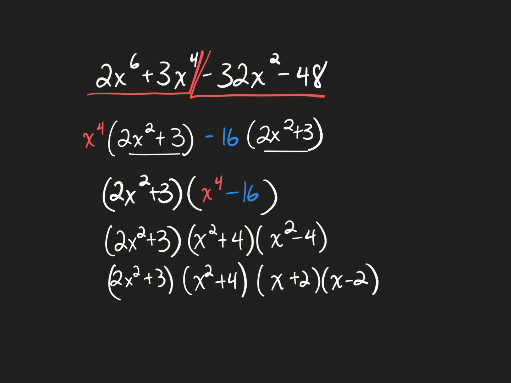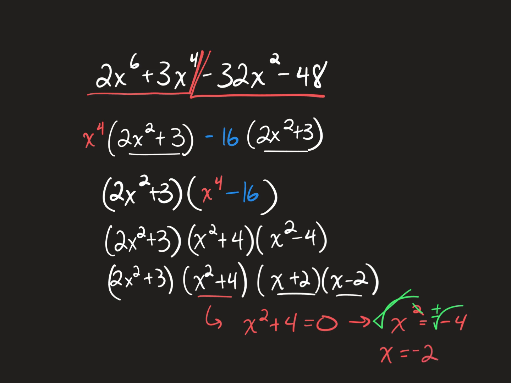And from here, you can set each of these factors equal to 0, but for this one, it is quadratic, so you'll have x squared plus 4 equaling 0. You can subtract 4 from both sides to get x squared equaling negative 4. You can then take the square root, plus or minus in front of the number, to cancel out the square and be left with x equaling plus or minus 2i. The negative becomes an i and the 4 becomes the 2.